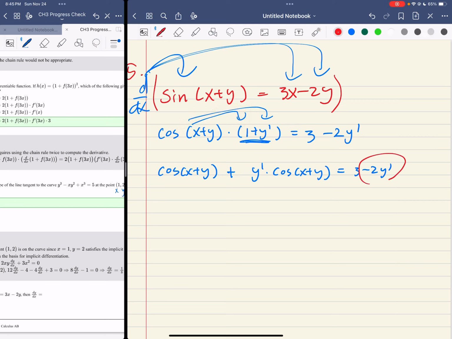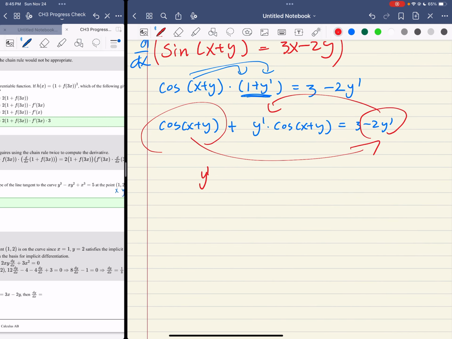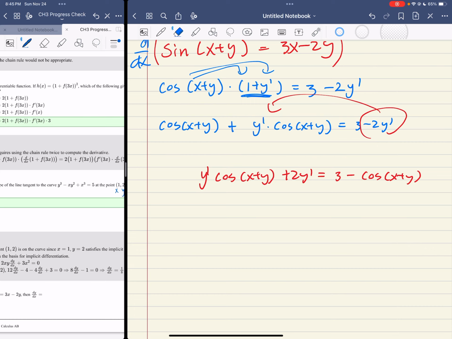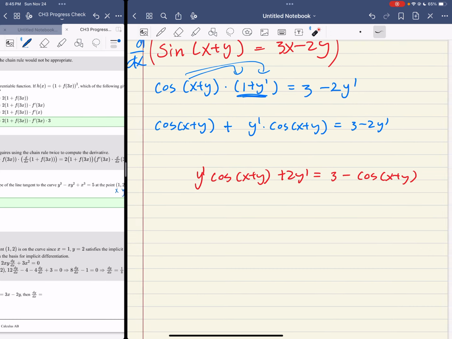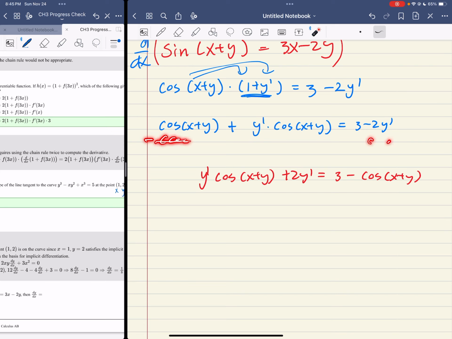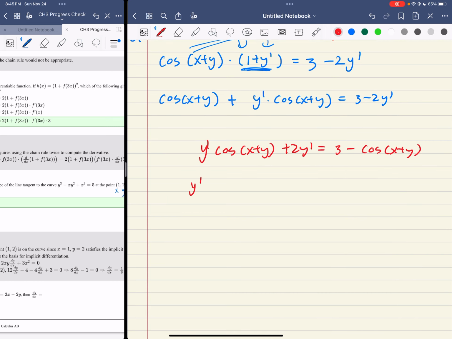Now, let me move this one to here. Let me move this one to the other side. So it's going to be y prime cosine of x plus y plus 2y prime is equal to 3 minus cosine of x plus y. As you can see, what I did is I subtracted cosine of x plus y from both sides, and then I added 2y prime to both sides, so that I can make this happen. And as you can see, I can factor out y prime, which is the clear purpose of the implicit differentiation.